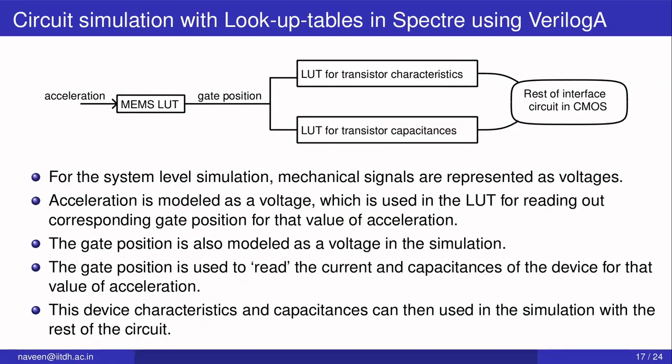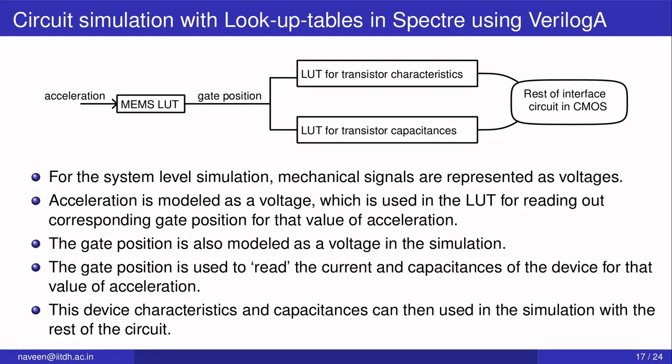Now once you have the mechanical and electrical data in the form of tables, what you can do is you can do an overall simulation in Spectre using Verilog-A. So the acceleration signal to the sensor is modeled as a voltage. It is connected to the MEMS, it is interfaced with the MEMS lookup table. So what the MEMS lookup table does is it looks at the value of acceleration and outputs, essentially reads out, what is the gate position for that input acceleration.